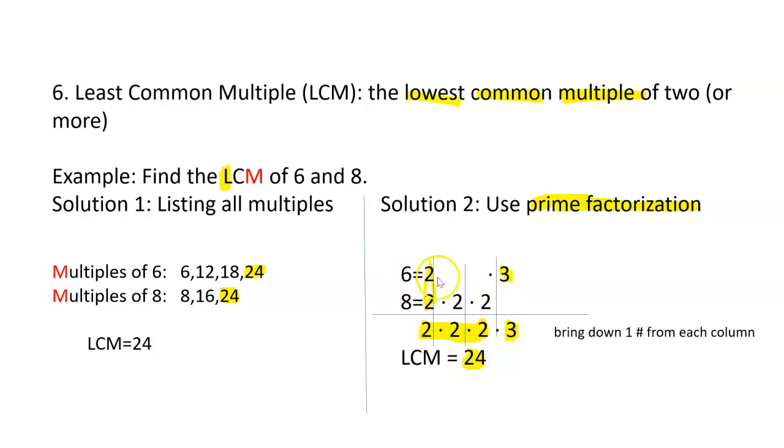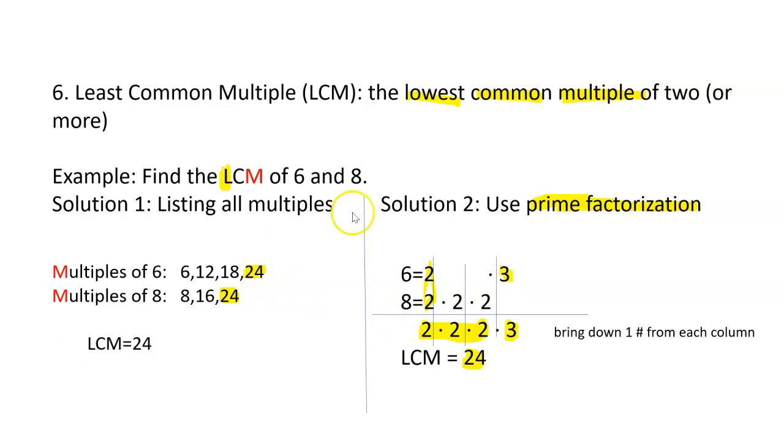Because we saw that 2 and 3 are contained in 6, if we put 2 and 3 in the least common multiple, that would make 24 a common multiple. And if we bring down these 2, 2, 2, that will guarantee 24 contains 8, which is also a multiple of 8.